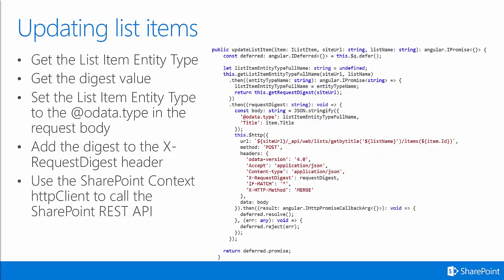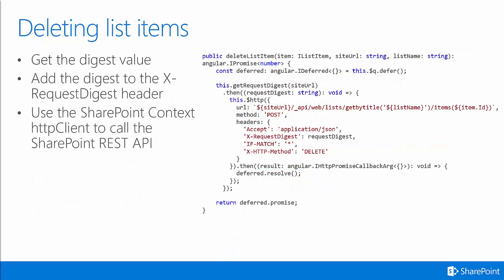As I mentioned in the previous slide, the process for updating list items is exactly the same. So we have all the same steps here, except we are just calling a little bit different code in the headers when we make our request to the SharePoint REST API to facilitate updating the item versus creating it.